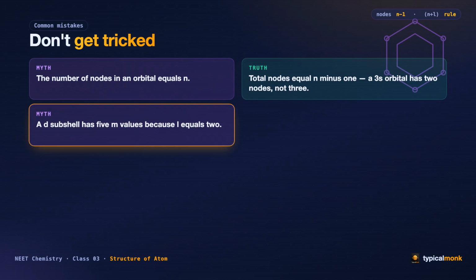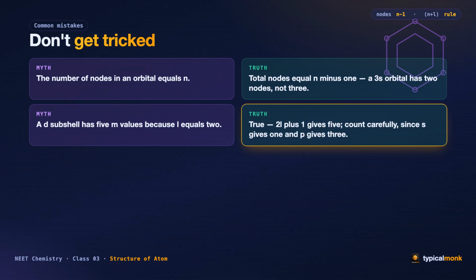Always subtract 1. Myth 2. A d subshell has 5 magnetic values simply because someone said so. The truth. It is true, but know the reason. The count is 2l plus 1, and for d, l is 2. So 2 times 2 plus 1 is 5. Use the same rule everywhere. s gives 1, p gives 3, d gives 5, f gives 7. Count with the formula, never by guessing.